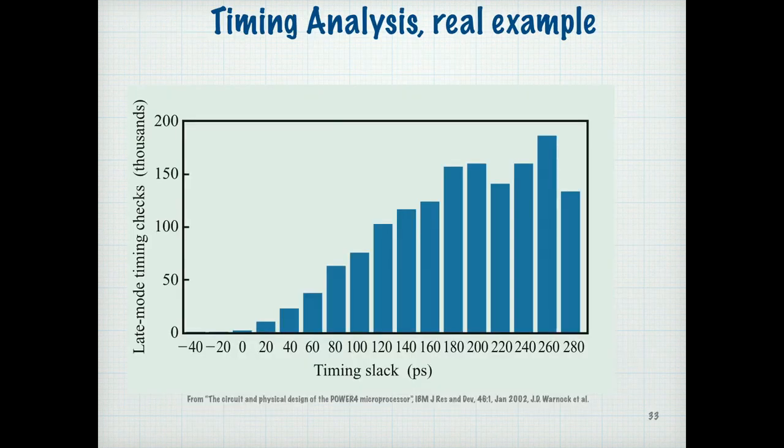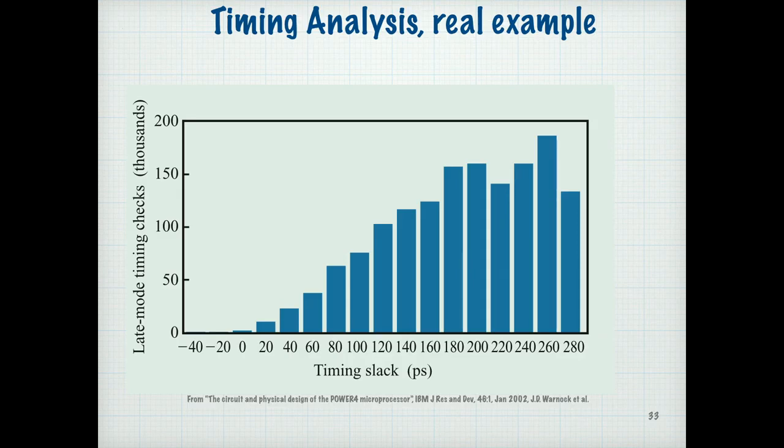So let me show you what happens in the real world when you're doing timing closure or timing analysis. This is an old example, but it makes the point. This is from an IBM microprocessor, and it shows a histogram of late mode timing checks at some point during the design process. It shows timing slack, which is the amount of extra time on a particular path for a given clock period. What we're showing here is how many different paths have how much timing slack. For instance, here at about 170 paths, combinational paths, have 240 picoseconds of slack, meaning those paths are shorter than the clock period by that amount.